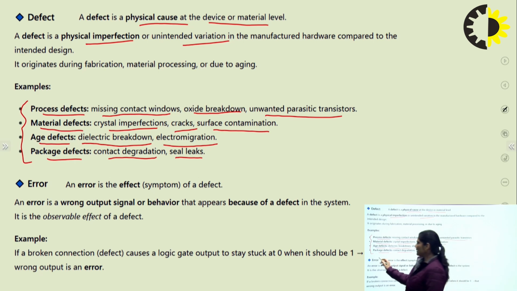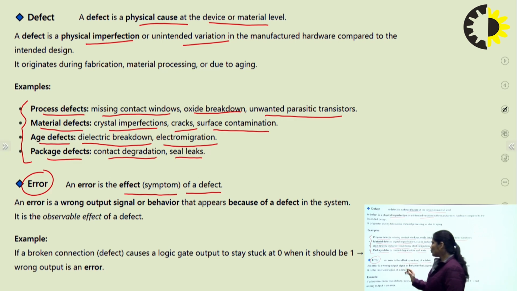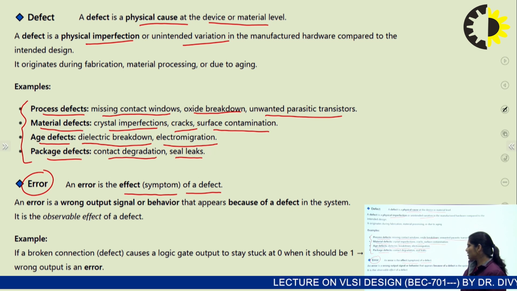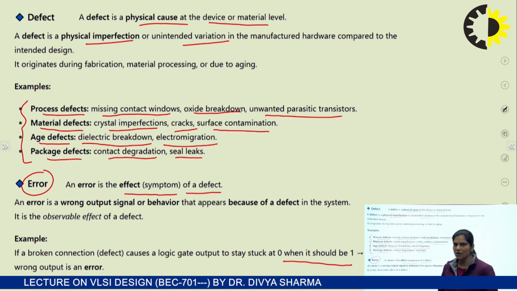Now what do you mean by error? This means these defects are there. Error is an effect, or you can say error is an effect of a defect. Error is a wrong output signal, or behavior that appears because of a defect in the system. It is an observable effect of a defect. Now let us take an example. If a broken connection, or defect, causes a logic gate output to stay stuck at 0 when it should be 1, that means we are getting the wrong output, which means there is an error.